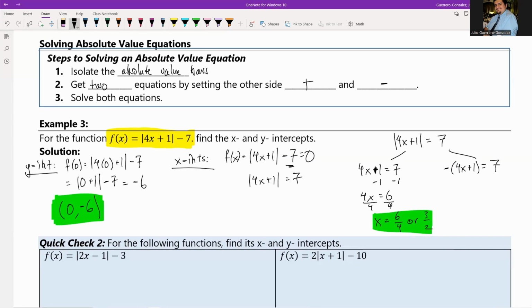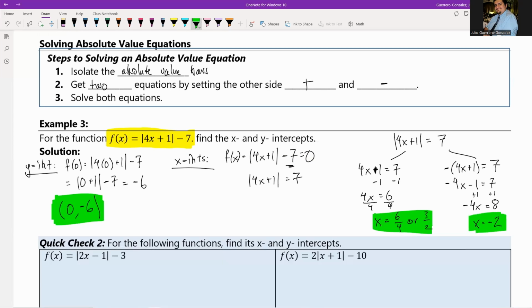The other half, over here: minus the quantity 4x plus 1 is equal to 7. I need to distribute that negative inside. Plus 1, plus 1. Minus 4x is equal to 8. So that means x is equal to -2.